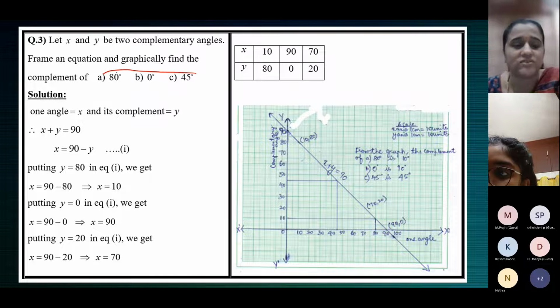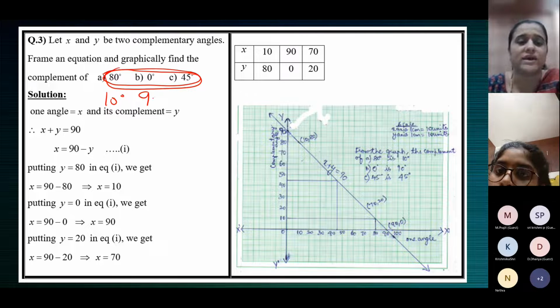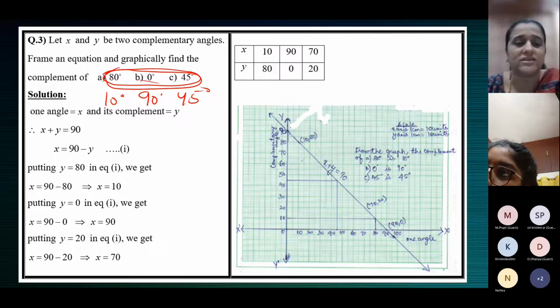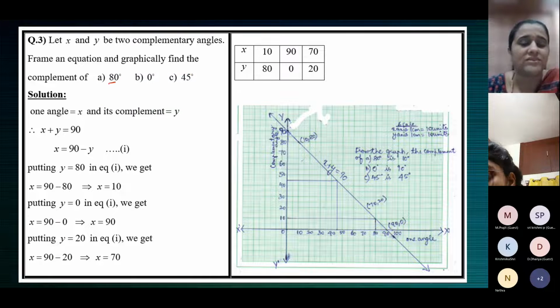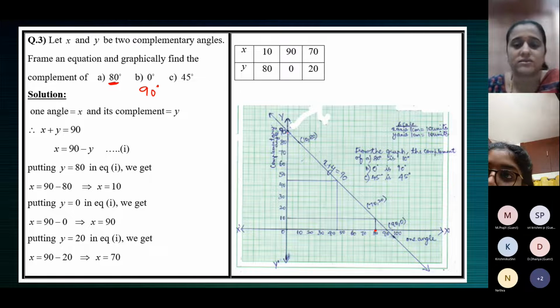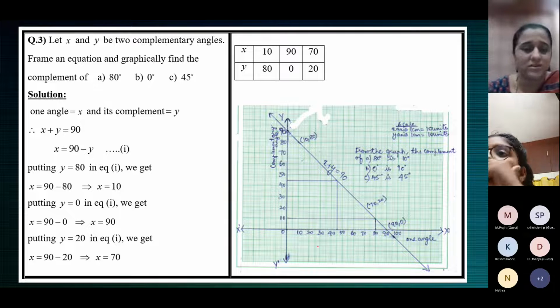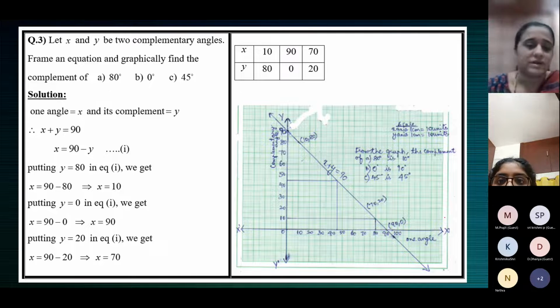Since we need to answer these questions using the graph paper, you should be able to locate these points on the x-axis and their answers on the y-axis, because these are the angles and these are their complements. So you must have at least till 80 on the x-axis and at least till 90 on the y-axis. And the scale, I told you why we take 1 centimeter is equal to 10 units: because if we take 1 centimeter as 5 units, I don't think we can mark up to 80. I just did it roughly; you can check.